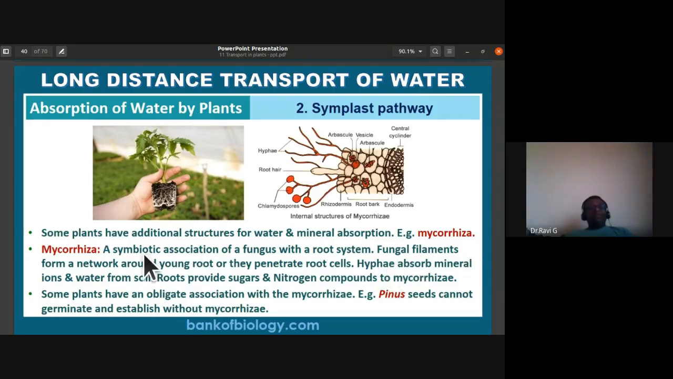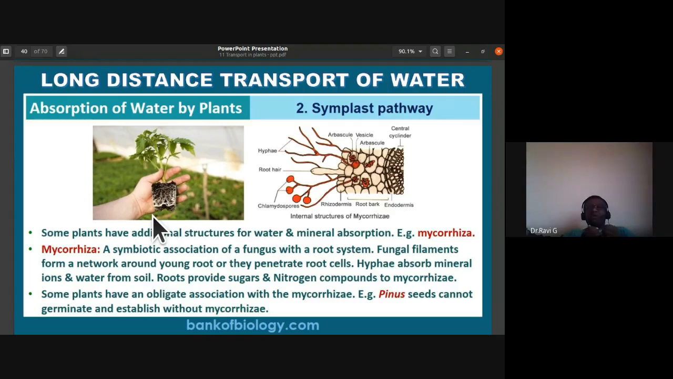The fungal filaments form a network around the young root or they penetrate the root cells. A symbiotic association of a fungus with a root system, you notice. They form a mesh of network around the young roots, which penetrate into the root cells. The hyphae of this mycorrhiza absorb mineral ions and water from the soil. In turn, the roots provide sugar and nitrogen compounds to the mycorrhizae.